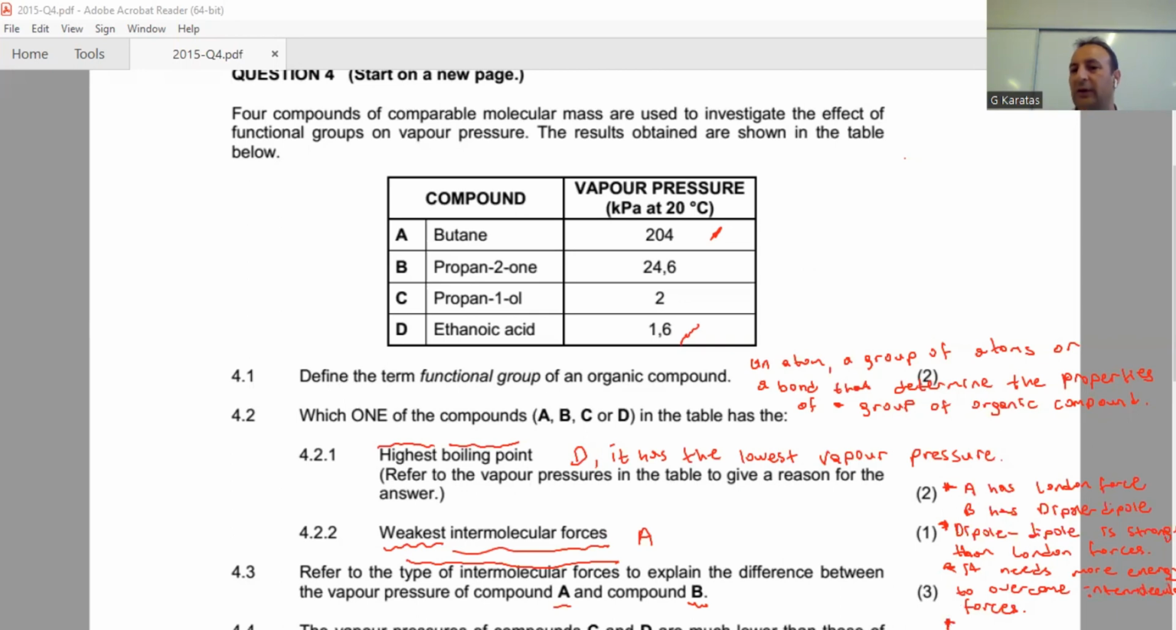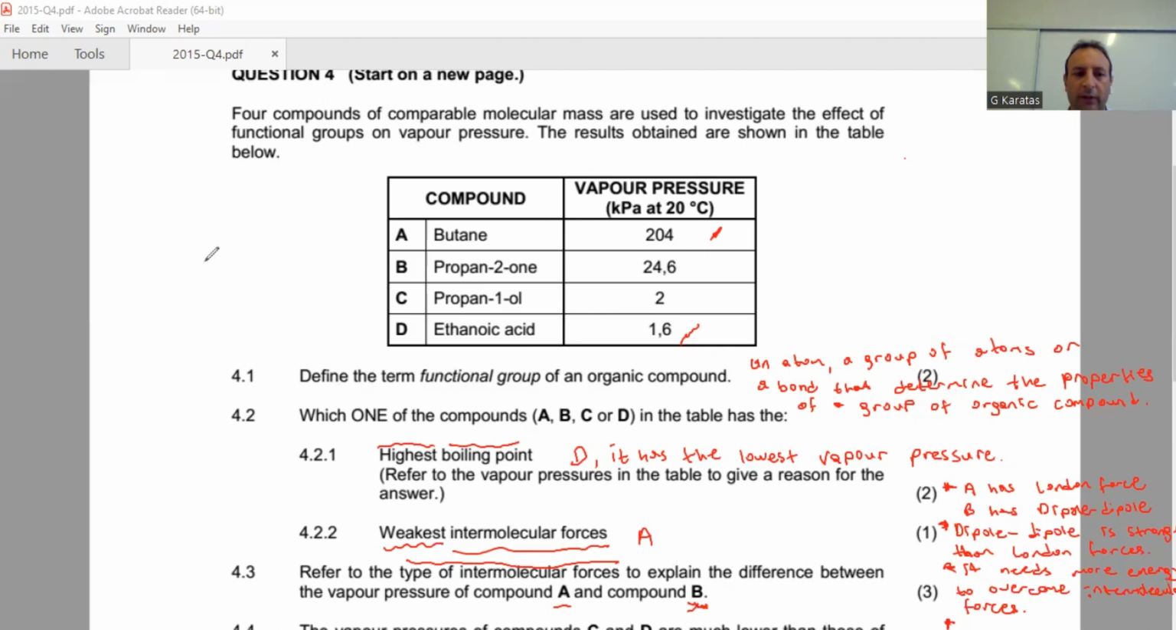Okay, that's it. So compound A forms London forces, while compound B forms dipole-dipole forces. And dipole-dipole force is stronger than London force, so it needs more energy to overcome. That makes compound B have a higher boiling point than compound A, so compound B has a lower vapor pressure than compound A. That is question 4.3.